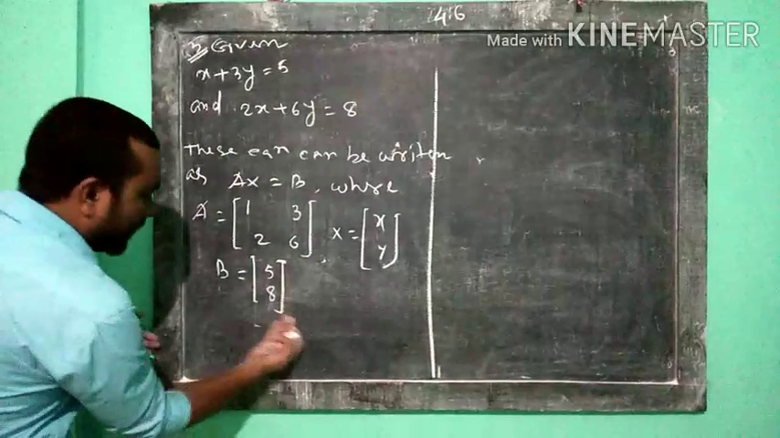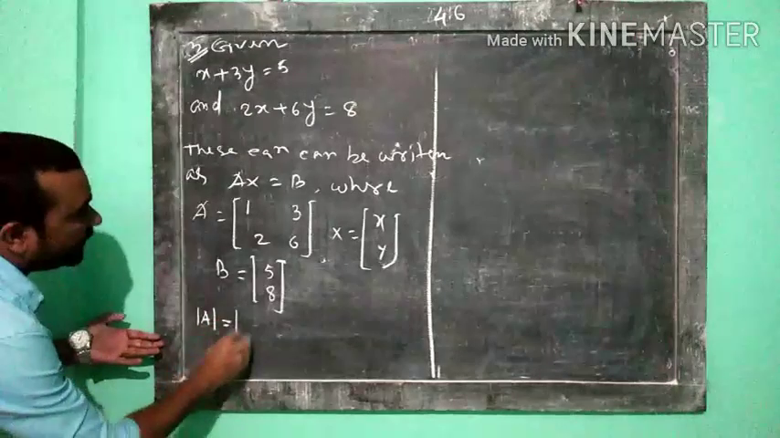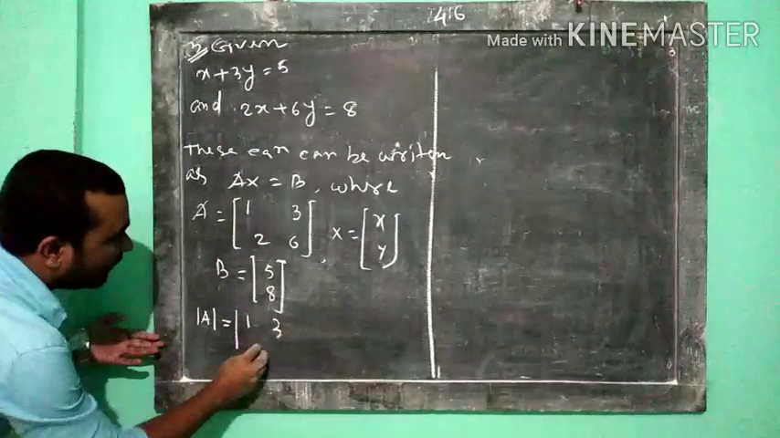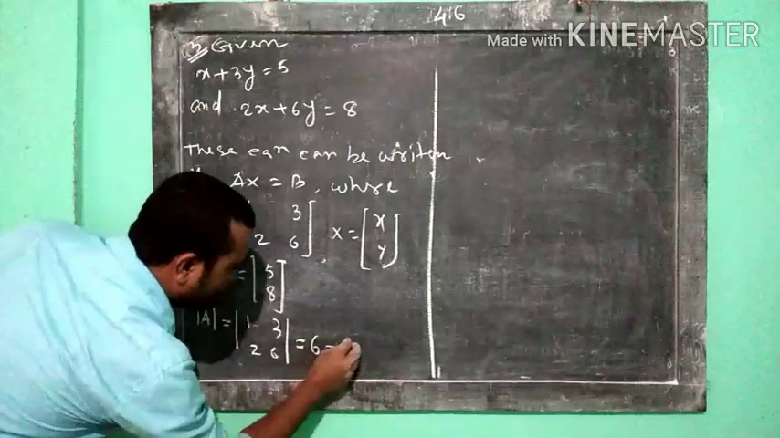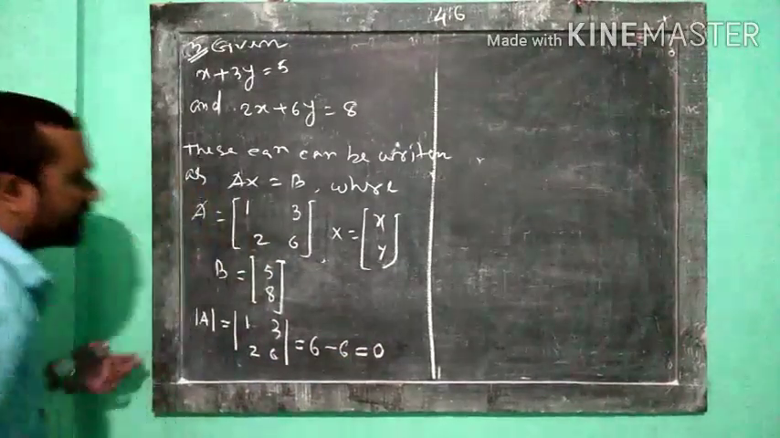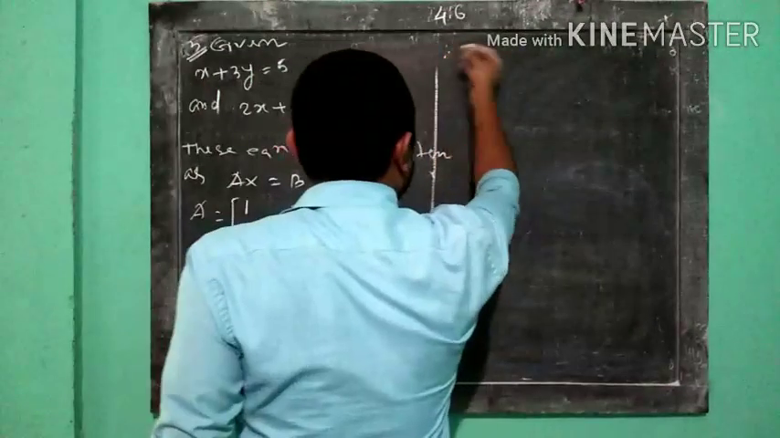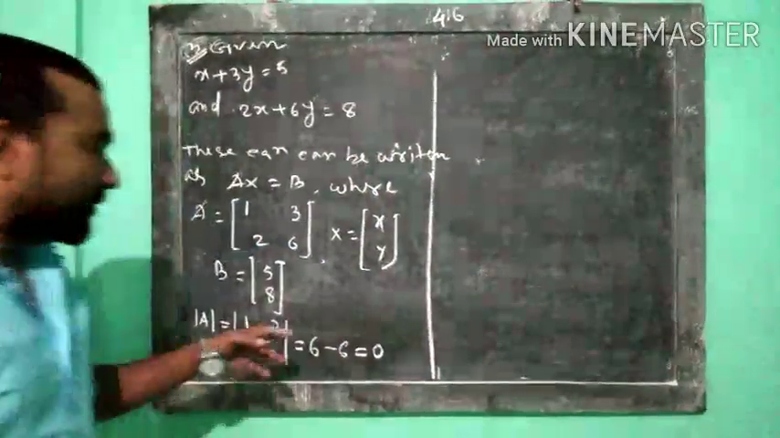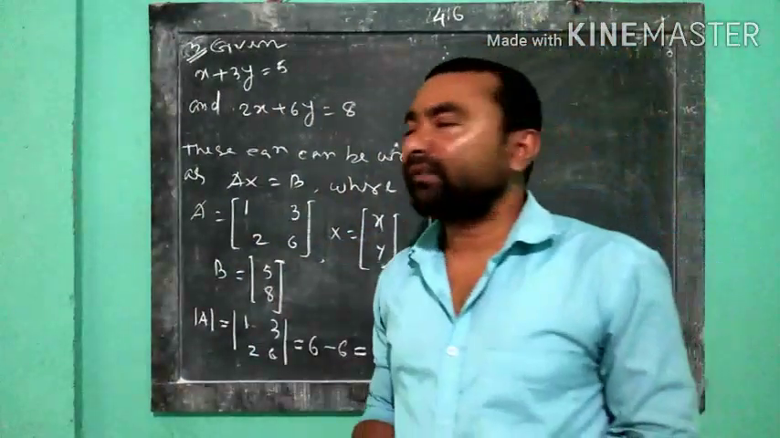So for consistency, first of all we check the determinant of A. Determinant of A is this: 1, 3, 2 and 6. This is equal to 1 into 6 is 6, minus 6, which is equal to 0. So determinant of A equals 0. Since determinant of A equals 0, A is a singular matrix.